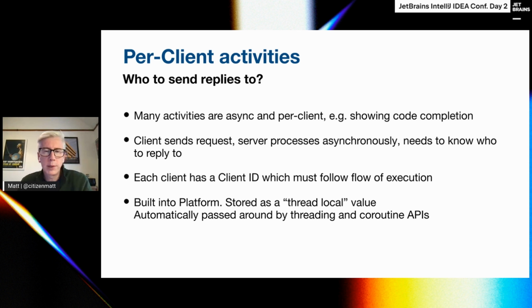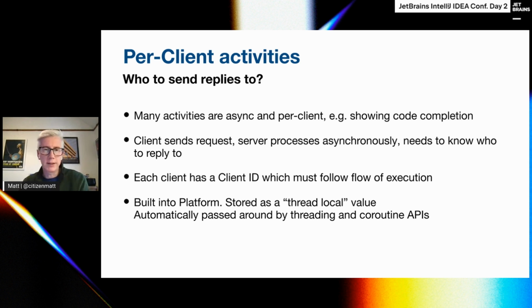on the UI. But if you've got multiple users, how do you know who the completion is for? The client sends a request, the server processes it asynchronously, but who is it for? The way we do this is that each client has a client ID, which must follow through the flow of execution. So when the request comes in, the request is tied to a client ID. It goes off into the background thread. The client ID has to go with it. And then when it comes back with the completion results, we get a client ID and we can know what to do with it. We can show it interactively on the UI thread, or we can send it back to the correct Code With Me client.